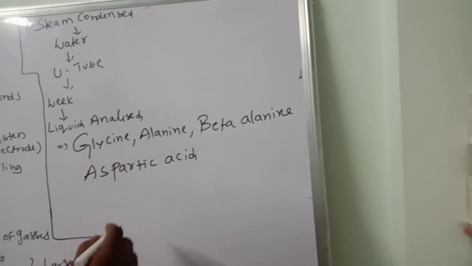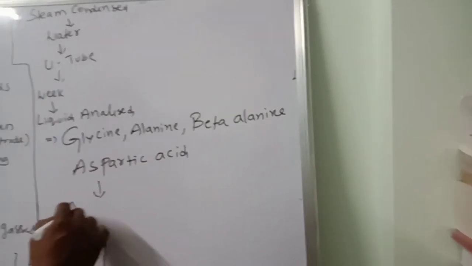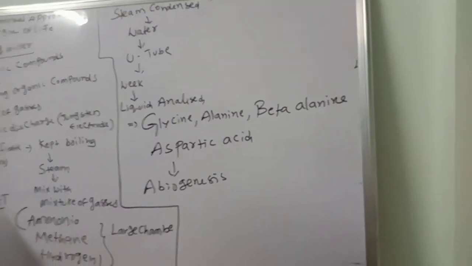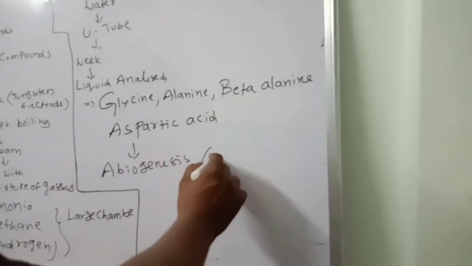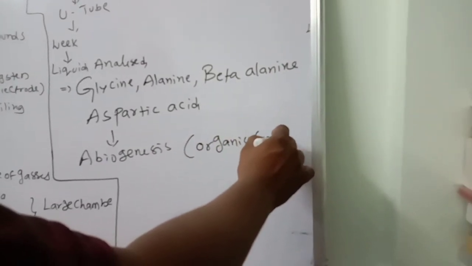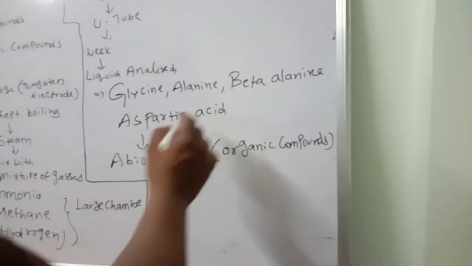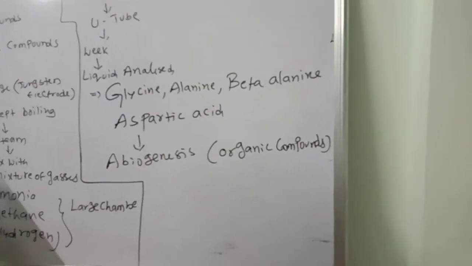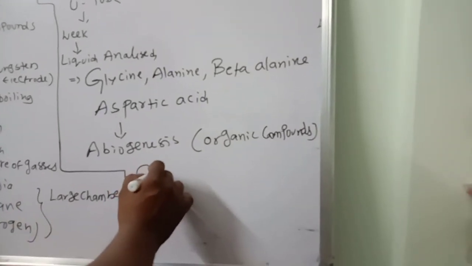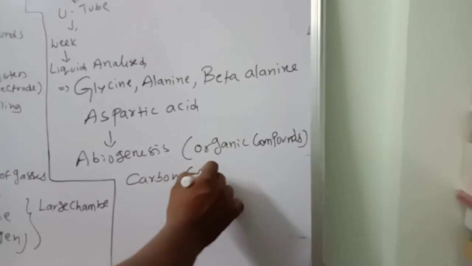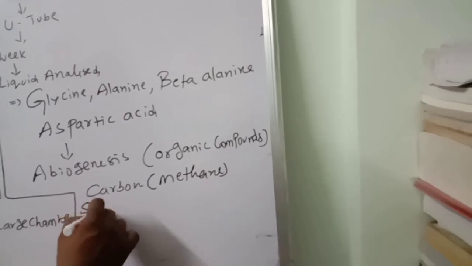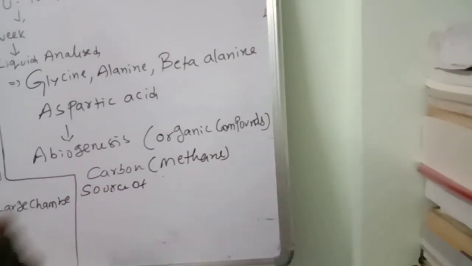So all this is considered as abiogenesis. Abiogenesis happens by the help of a large number of organic compounds. These organic compounds only gave life. The next one, the source of the carbon. What is the source of carbon here? You know, methane gas is the source of carbon.